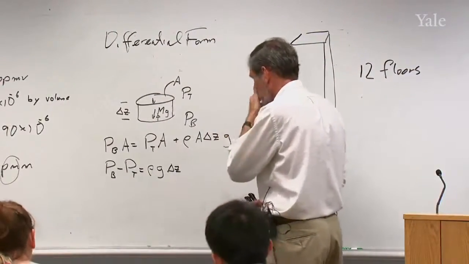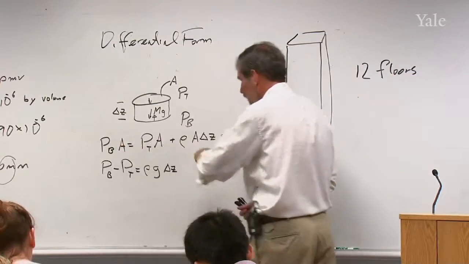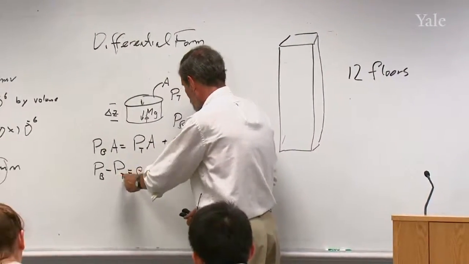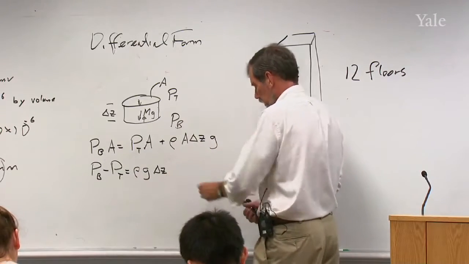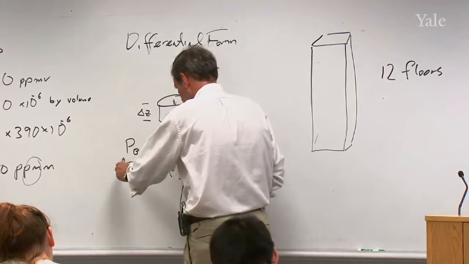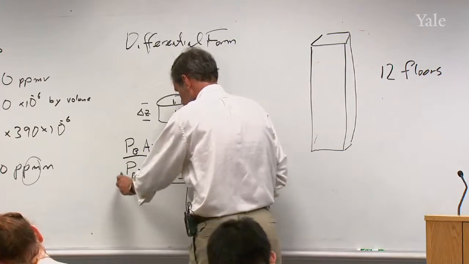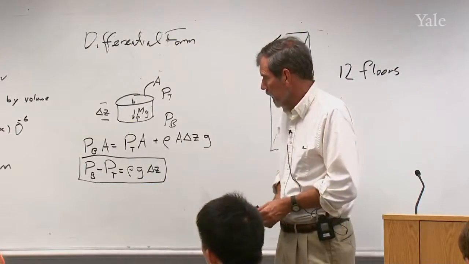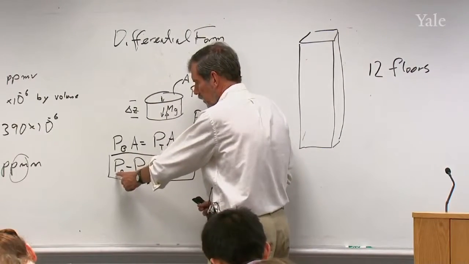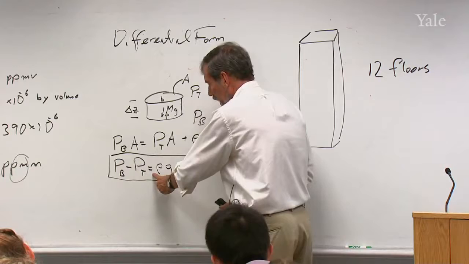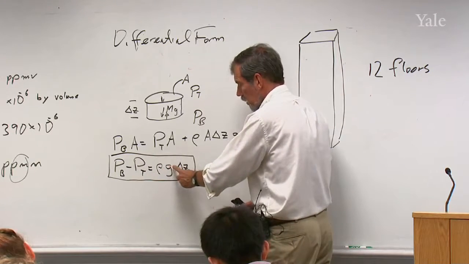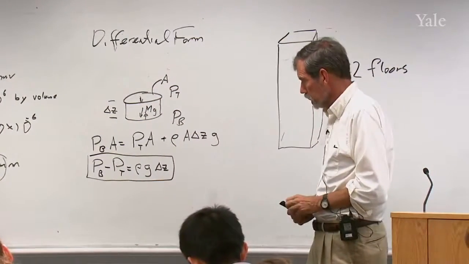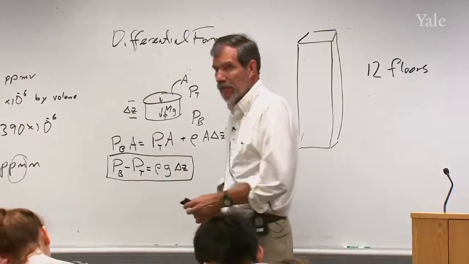Now, I want to simplify that formula a little bit, so I notice A appears in each of the three terms. So I cancel that out. I bring the P top over, and I keep the rho g delta Z on the right-hand side. And this is the formula that I've then derived for the hydrostatic law, extending over some small range of altitudes. It says that the pressure at the bottom is greater than the pressure at the top by an amount given by the product of the air density, the acceleration of gravity, and the height of the air chunk, the air parcel. Questions on that?